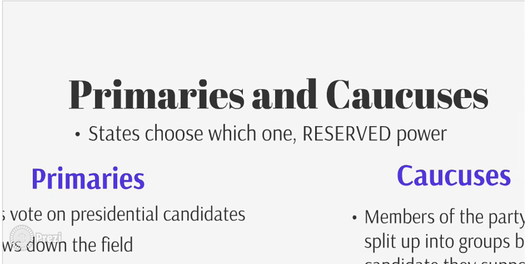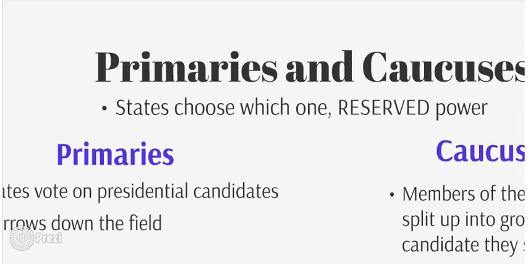So, step 2 in this process are primaries and caucuses. This is how we narrow people down from this big pool of presidential candidates into one. And the states get to choose if they want a primary or a caucus, and this is a reserved power. Remember that from Unit 2, it comes from the 10th Amendment. Powers that are not given to the federal government are reserved for the state.